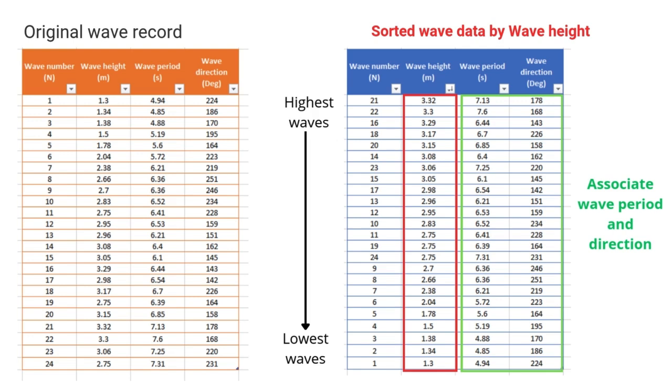By doing so, the original record will be different, with the highest waves in descending order but with the associated wave period and direction from the original record. By doing so, we can obtain the next parameters.